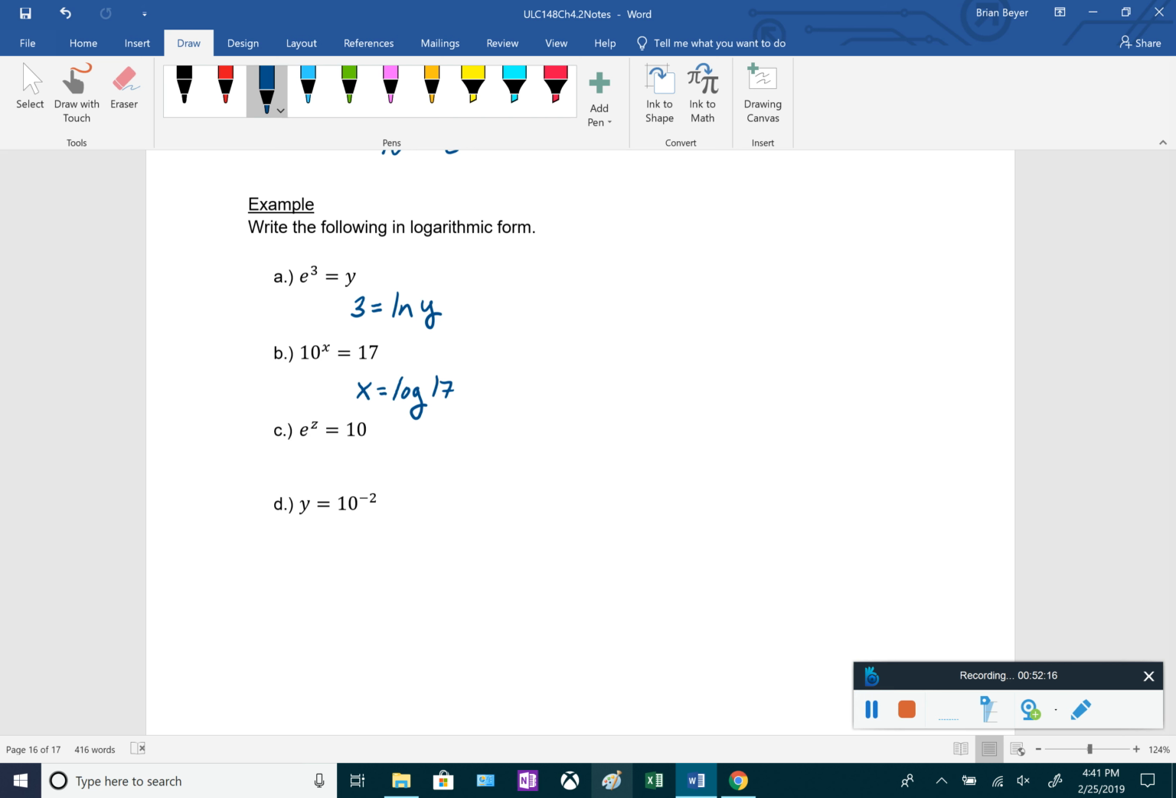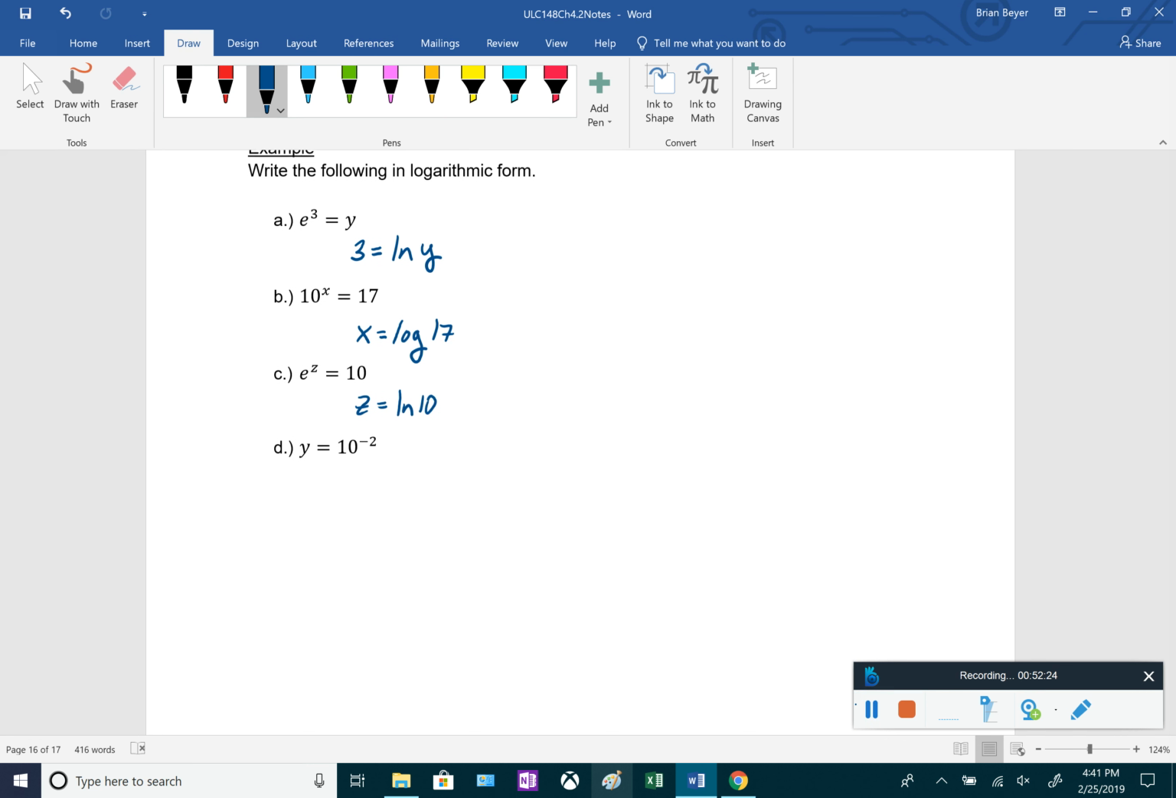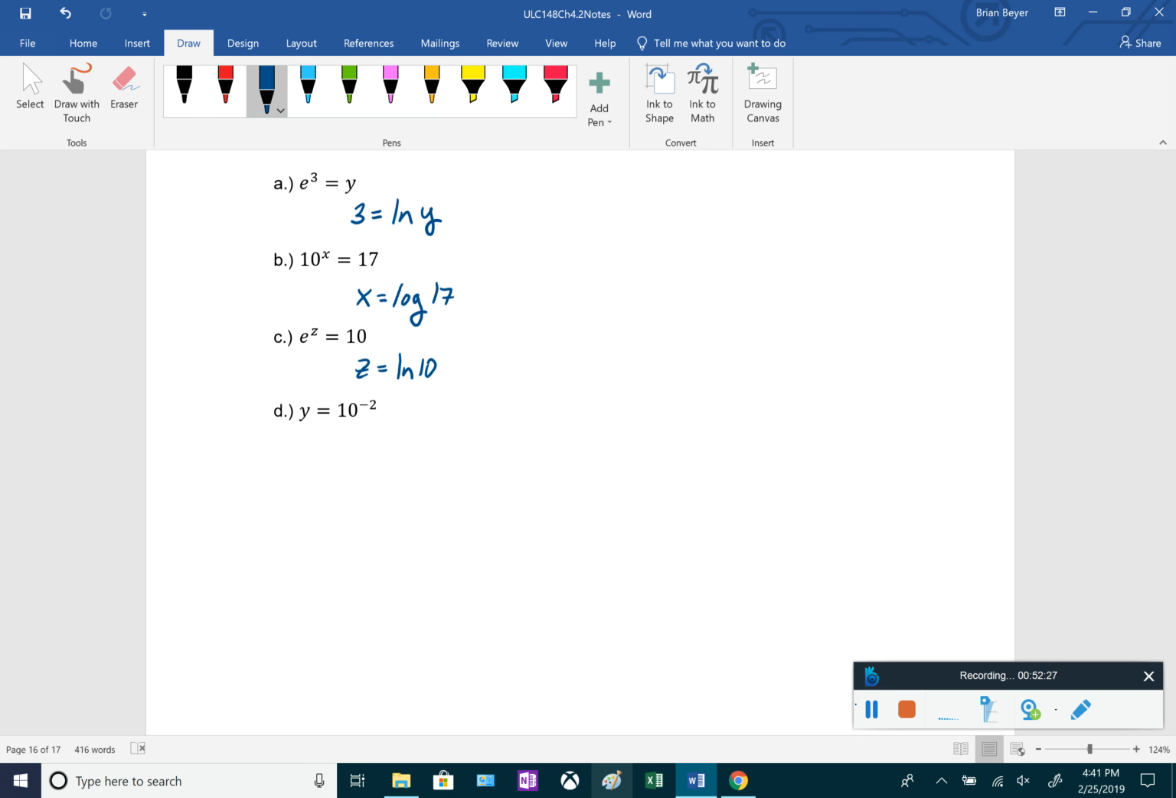And then e to the z equals 10. So it's going to be the exponent. It's base e, so equals the natural log of 10. Last one, we have y equals 10 to the negative 2. So it's going to be the exponent equals log base 10, so just log of y.